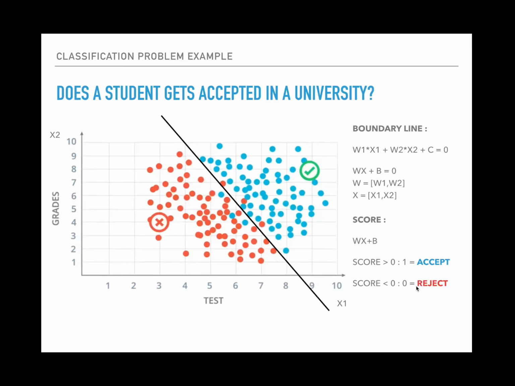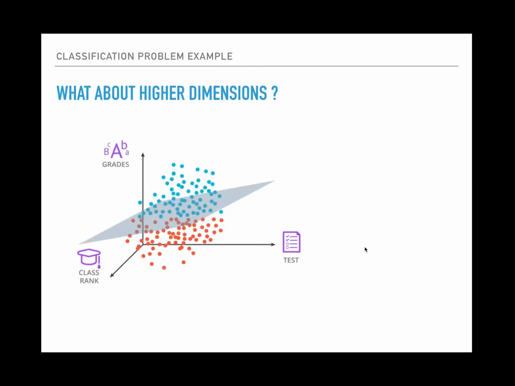Pretty simple. Now we can also write the boundary line as wx + b in the form of matrices. So we can say it as a 1 cross 2 matrix and a 2 cross 1 matrix. If we multiply them, we get a 1 cross 1 value, and we add the bias to it, so we form the boundary line in the form of matrices. Same thing, nothing new. Now what about higher dimensions?